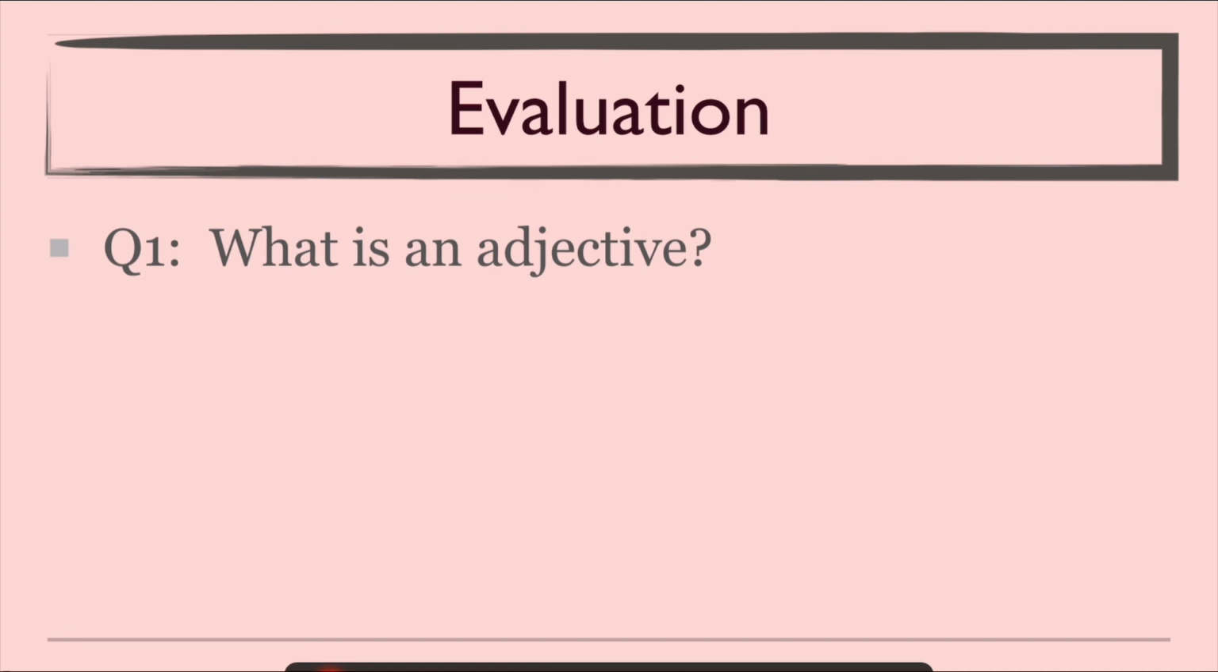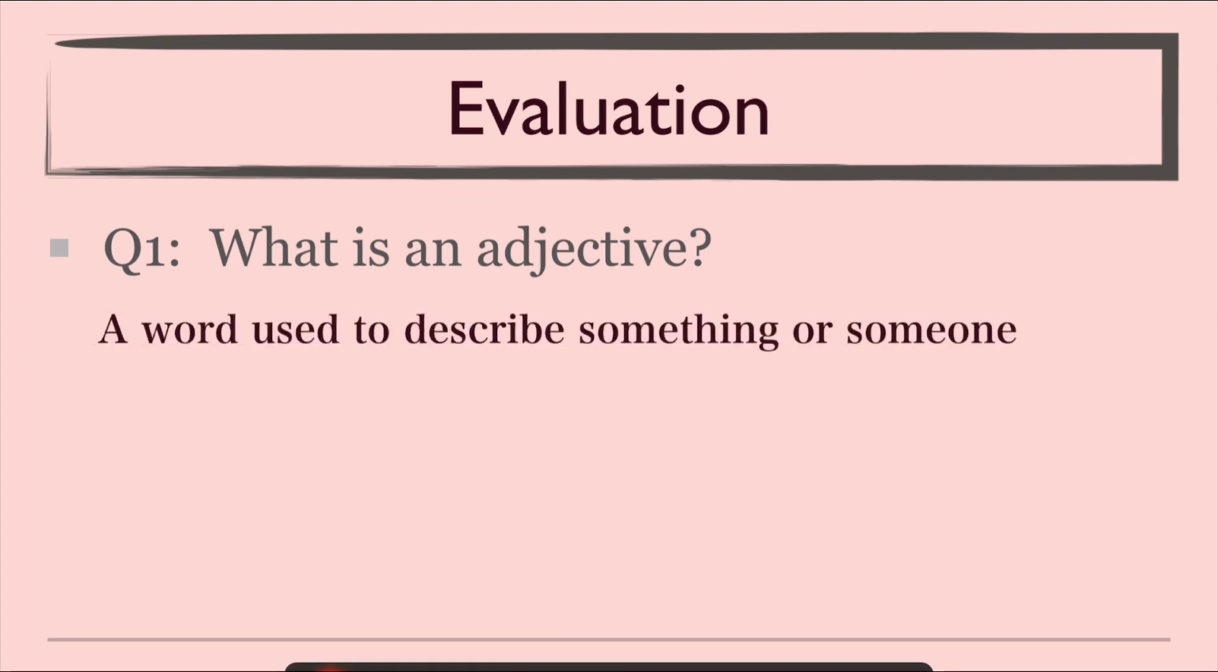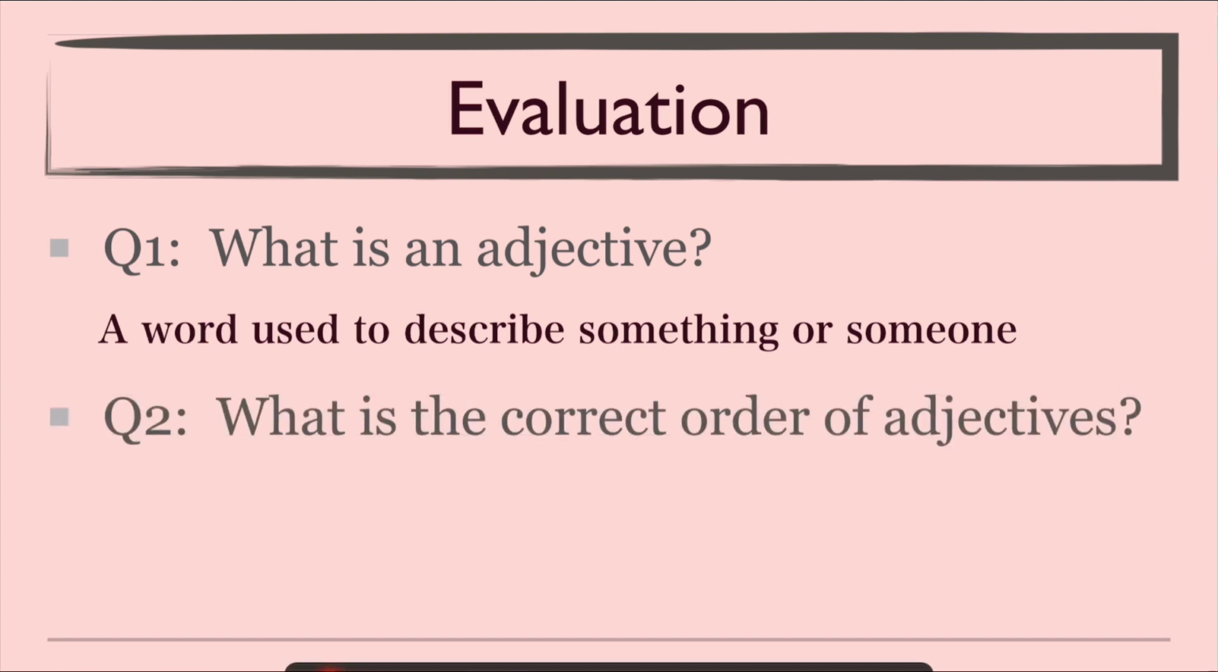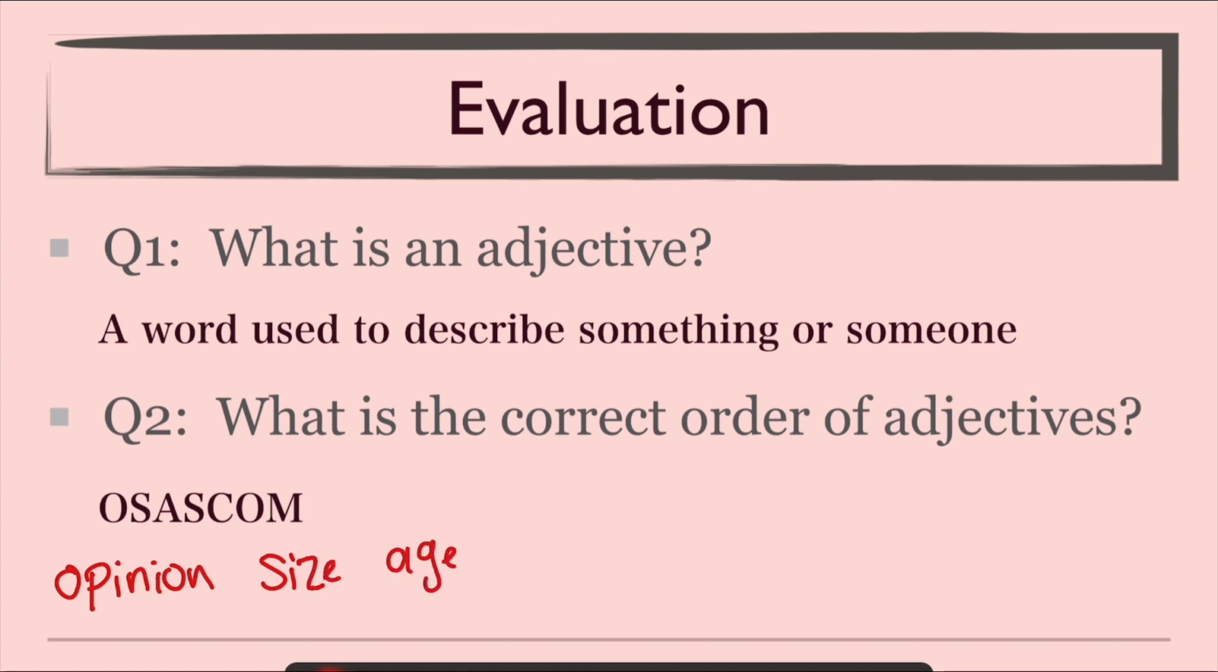Now let's take some questions that we went over. What is an adjective? An adjective is a word that is used to describe something or someone. Now let's take another question. What is the order of adjectives? As we said, we use the OSAS-COM method, and we're going to say, first of all, the opinion comes first. Then we have the size. Then after that we say the age, the shape, the color, the origin, and last of all we're going to say the material.